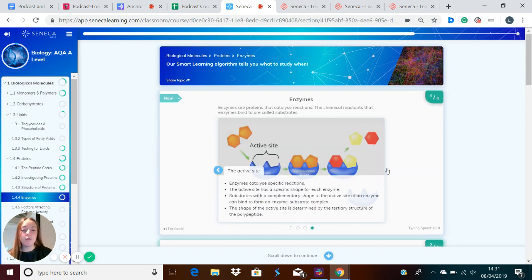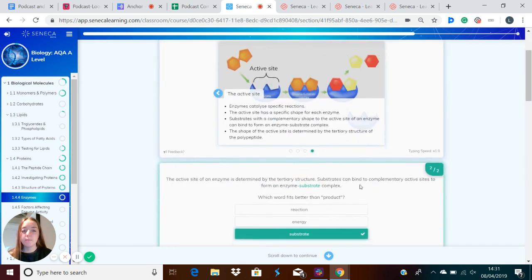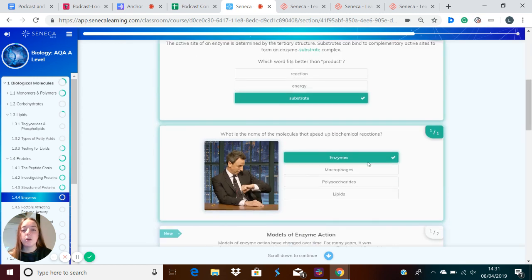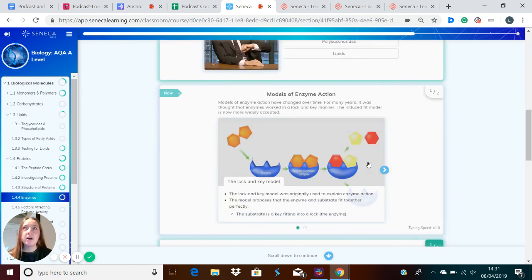Enzymes catalyze specific reactions. The active site has a specific shape for each enzyme. Substrates with a complementary shape to the active site of an enzyme can bind to form an enzyme-substrate complex. The shape of the active site is determined by the tertiary structure of the protein. So, the active site is determined by the tertiary structure, and substrates can bind to the complementary active site to form an enzyme-substrate complex. So how do enzymes work?